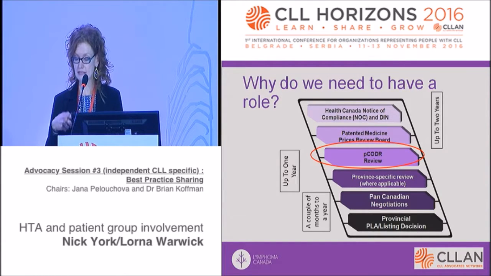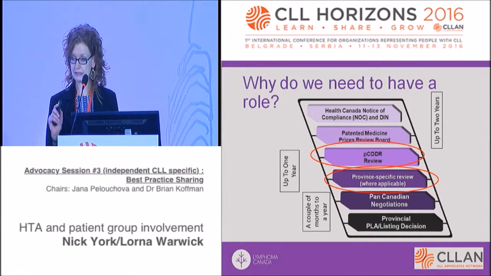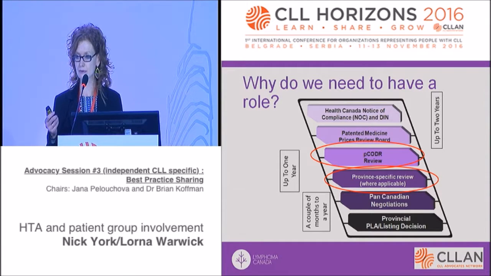So like I said, pCODR is where we have our main impact, but we also do have a choice, usually, to participate when the provincial levels are looking at whether they want to approve the drug locally. We can go back to them and have a say, usually in a written format, though sometimes there are in-person discussions.